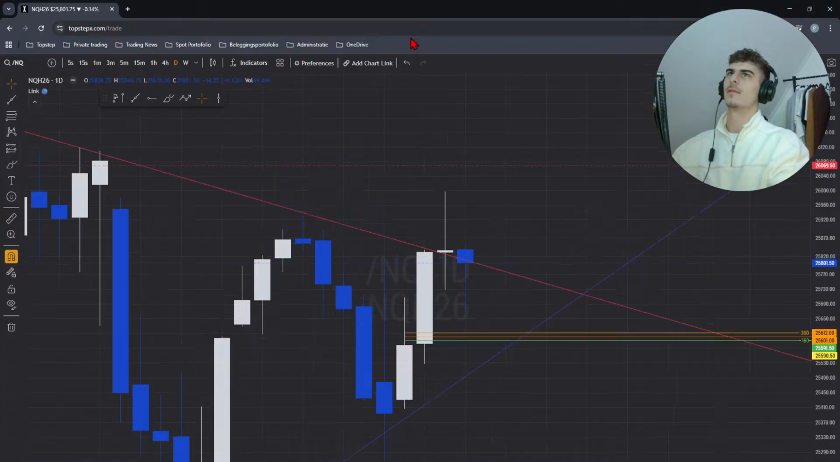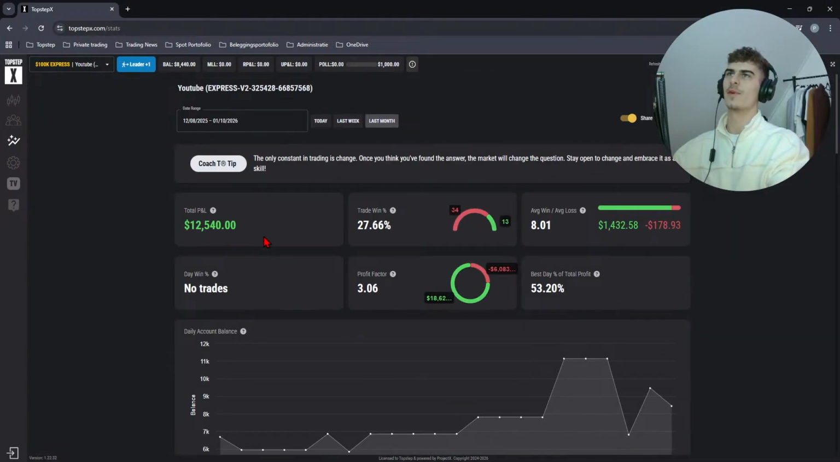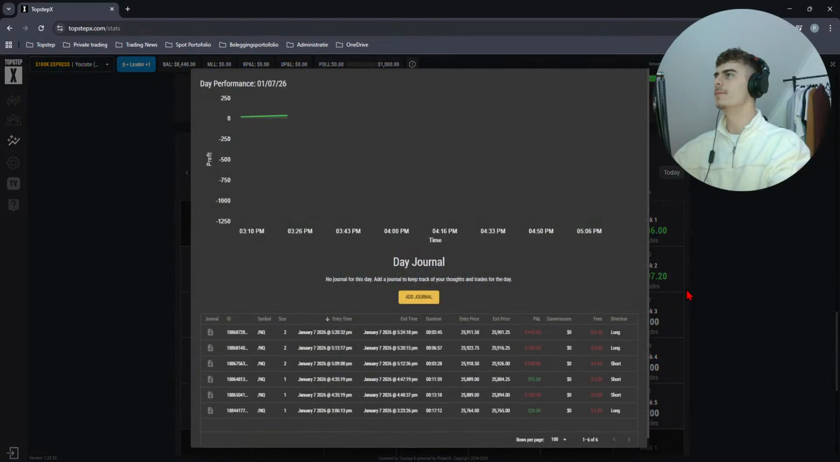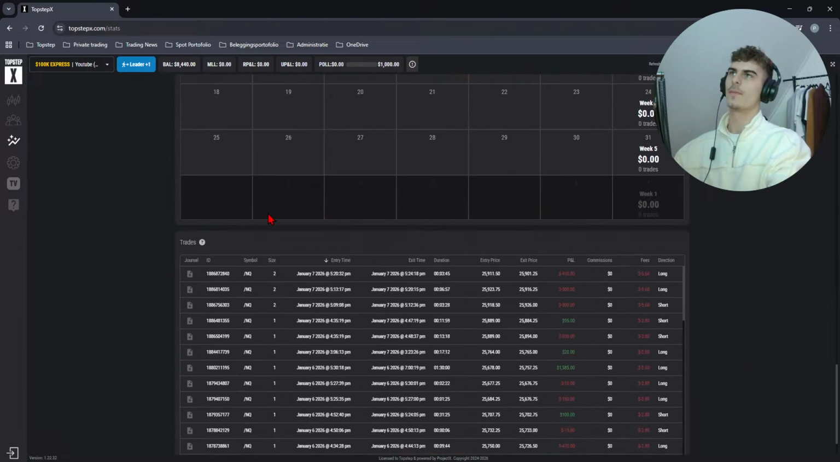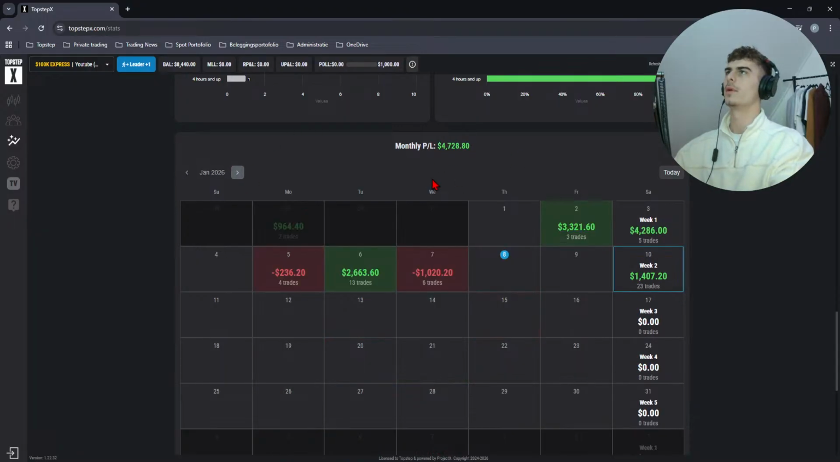I hit daily loss limit yesterday. Still up like 12k, so that's cool. But yeah, I lost 1k yesterday. It's all good. We're still in profits for the week, and that's what matters, right? And this was with Christmas and stuff, so we didn't trade. But still, it's pretty good. It's still a pretty decent month. 4k.